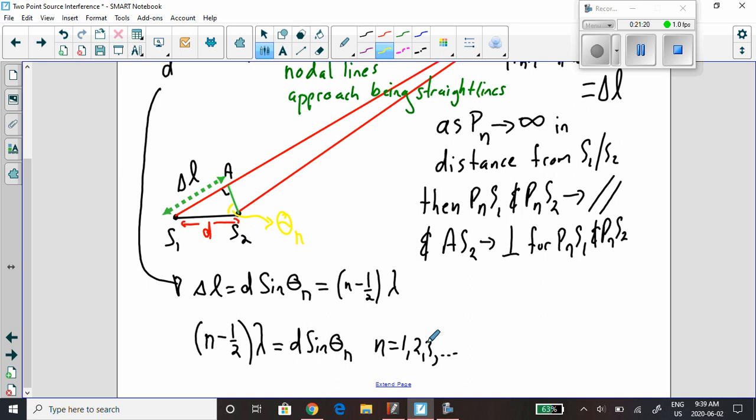So it's giving us a relationship between which nodal line we are interested in, what's the wavelength of the wave that's creating the interference pattern, how far apart the two sources are, right? And at what angle to this line here will we find this point Pn? It's giving us an angular location.